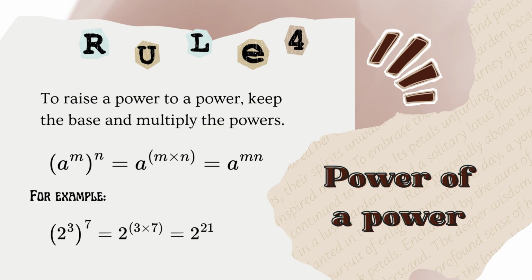For example, you have 2 raised to the power 3 all to the power of 7. It simply says you should keep your 2, which is the base, and then say 3 times 7 is the power, which is 2 raised to the power of 21.